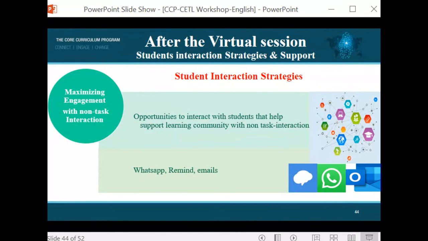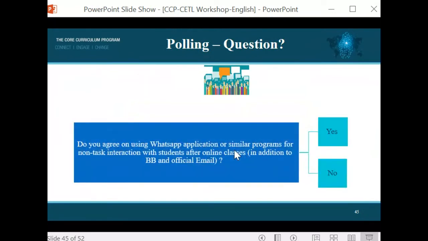I wanted here to know your opinion about this last student interaction strategy, which is maximizing engagement with non-task interaction. So we do now the last polling. Do you agree on using WhatsApp application or similar programs for non-task interaction with students after online classes? Of course, in addition to Blackboard and official email. Is it yes or no? So let me start the polling.